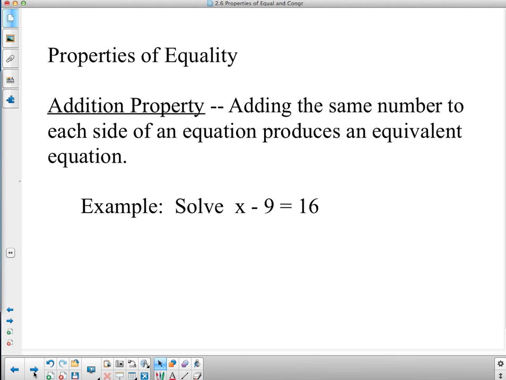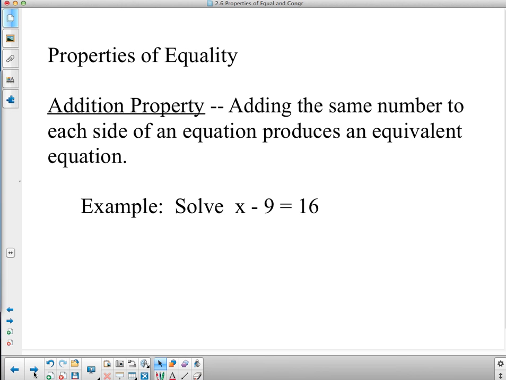Now the properties on the front side, we had an example that would work in equality and in congruence. The back side is only equality because you cannot do calculations with congruences. Okay, the addition property, now you use these in Algebra 1.